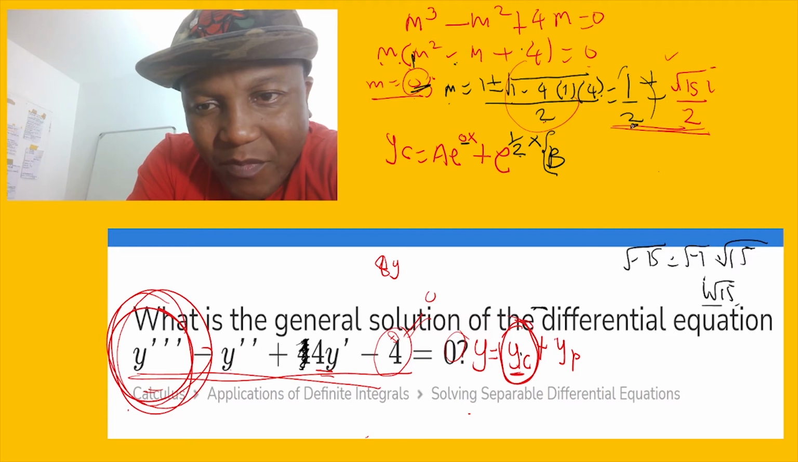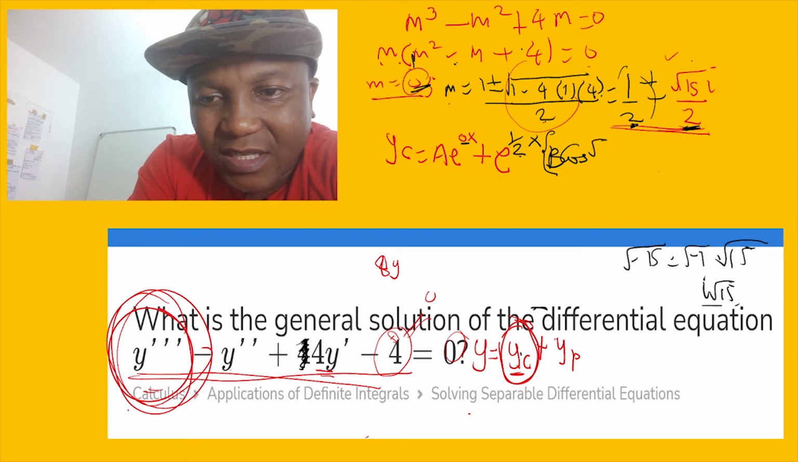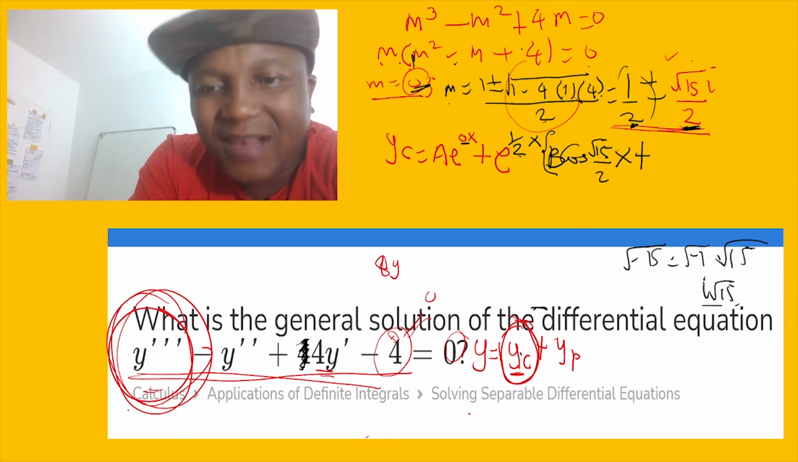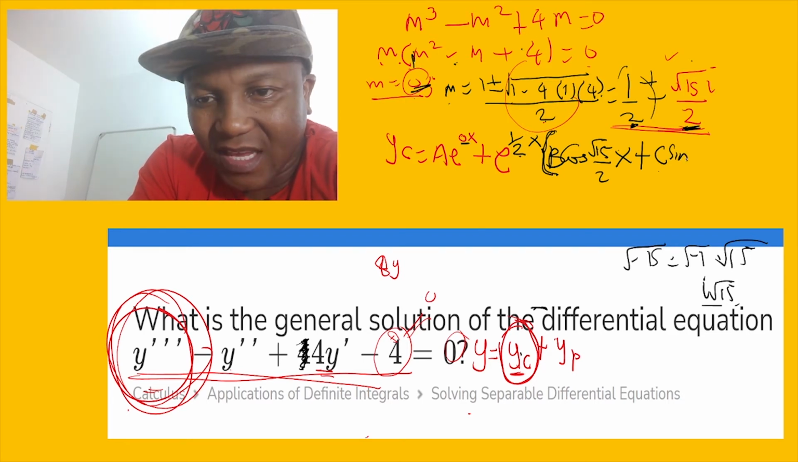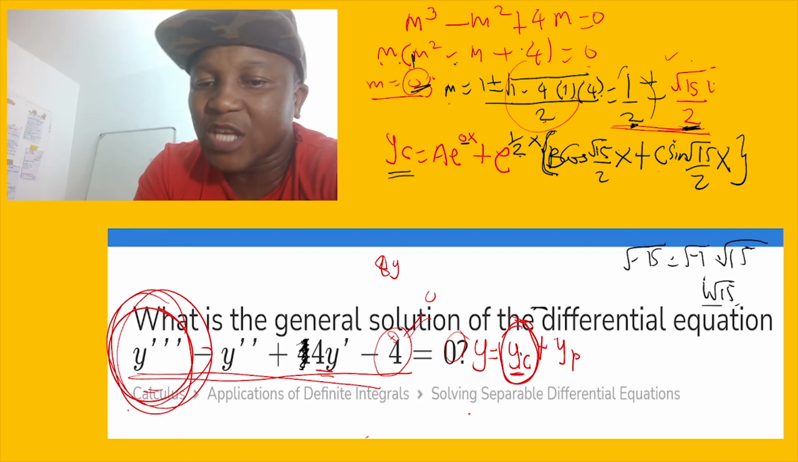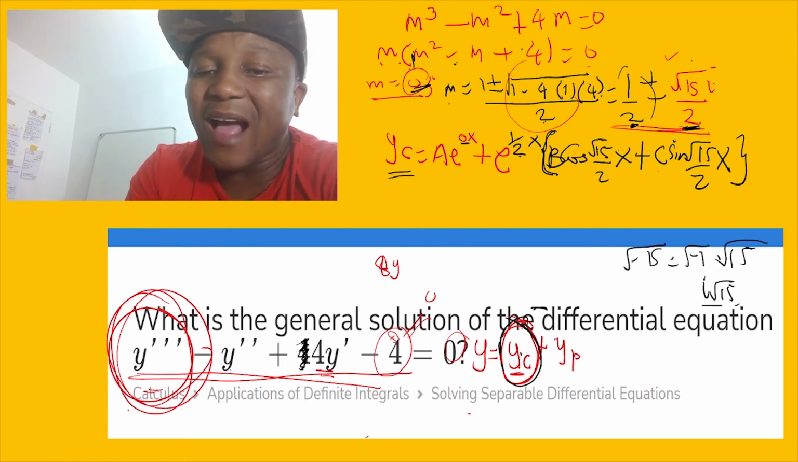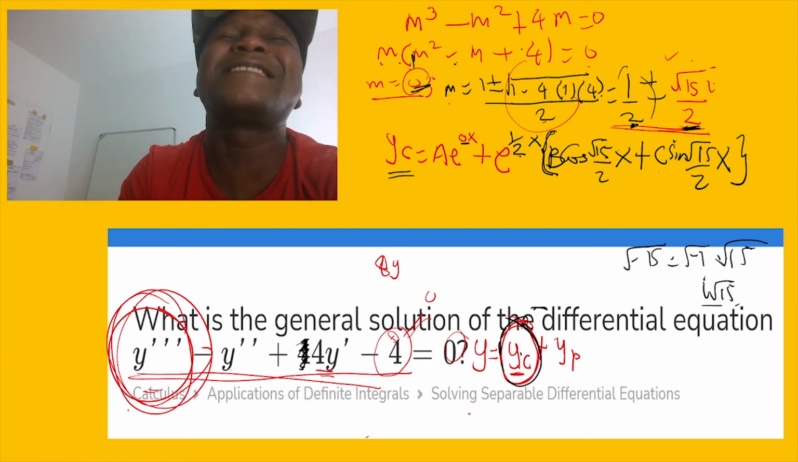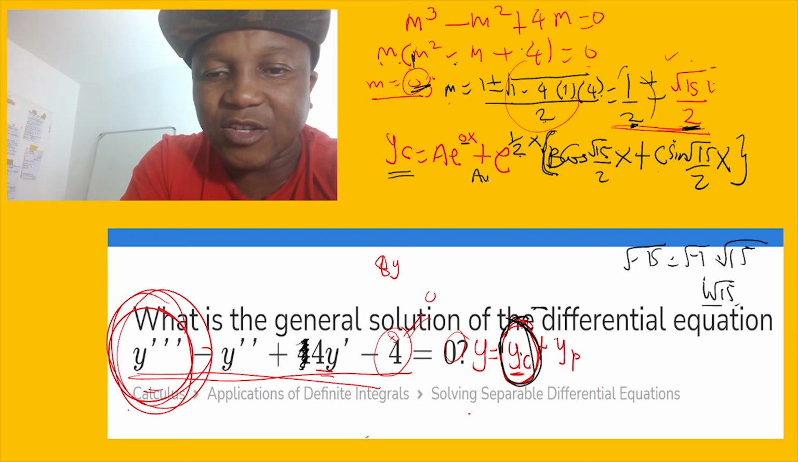Here say B. This half is from this root here, and you say cos, and what you do is take your imaginary part and then write x. Don't put e again, you don't need that e. And then plus, and now this is C. Remember you open your bracket, C, and then here say sine, and write your imaginary value, which is root 15 over 2, and then write x. So this is our auxiliary solution. The auxiliary solution is that.